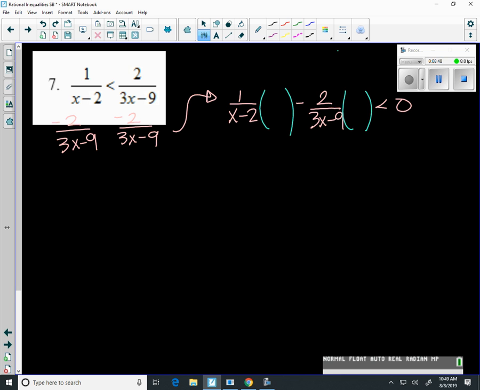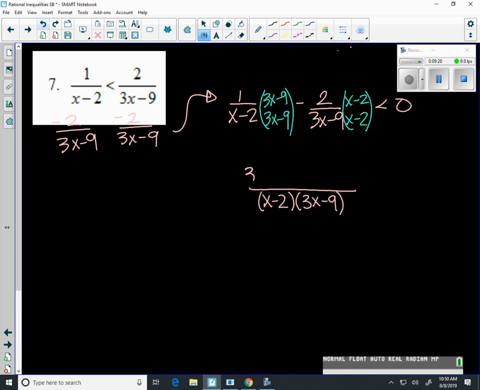So my first fraction is going to need the 3x minus 9 over itself. My second fraction is going to need that x minus 2. You could have absolutely factored the 3 out of the 3x minus 9. I'll do that in a minute. But it doesn't affect what you need to do with the common denominator here. So my common denominator is x minus 2 times 3x minus 9.